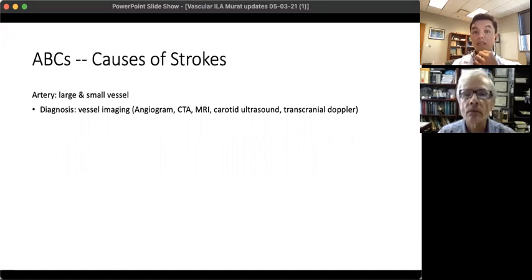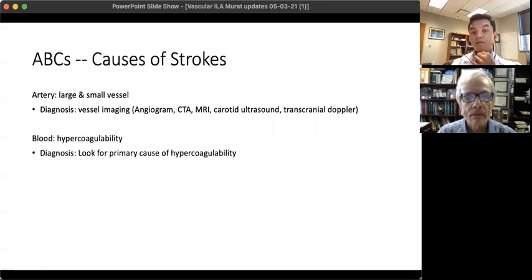So I think about A for arteries, so large and small vessel. We look at vessel imaging, so angiogram, CT angiograms, MRIs, carotid ultrasounds, and even something called transcranial Doppler, which is another form of ultrasound. Those are ways to look at the vessels and see if they are open or they're stenosed or closed off. The next thing is B for blood.